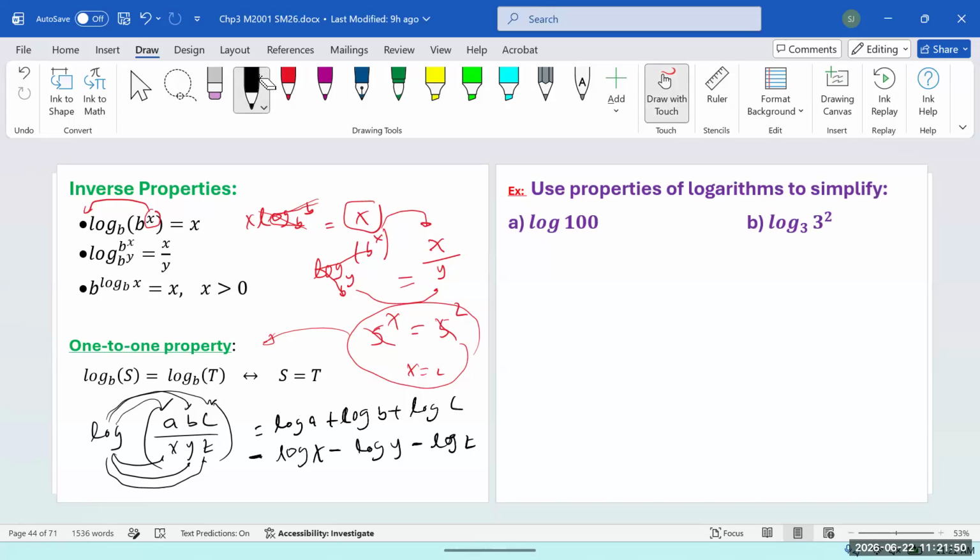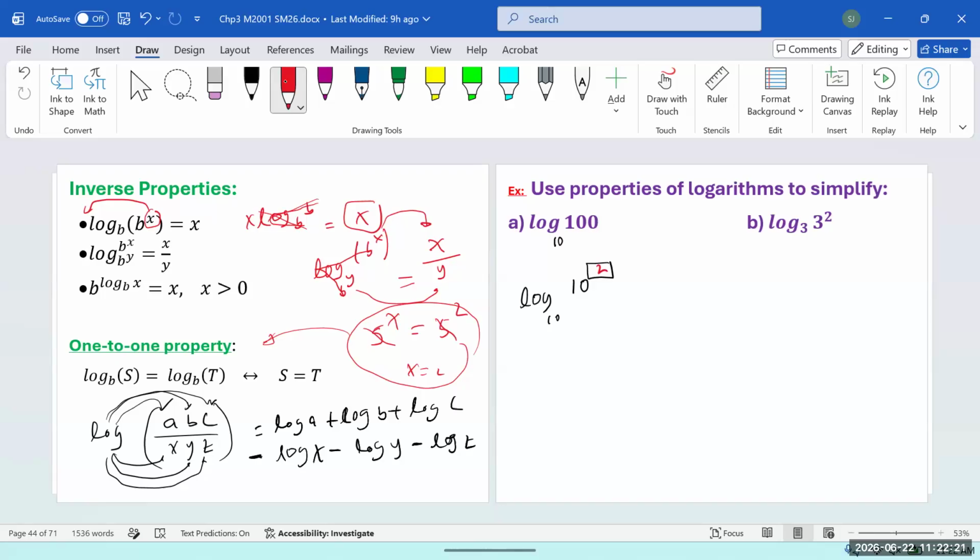That means what is the base of the log? 10. Good. Anytime you want to simplify a log, you want to have the base and the argument be the same number. Only then can you cancel them. So that means we want to rewrite. We are given log base invisible 10. We want to rewrite this as 10 to some power. Is it possible? What is 100? 10 to what power? 2.